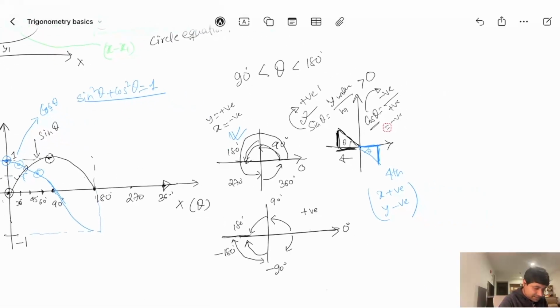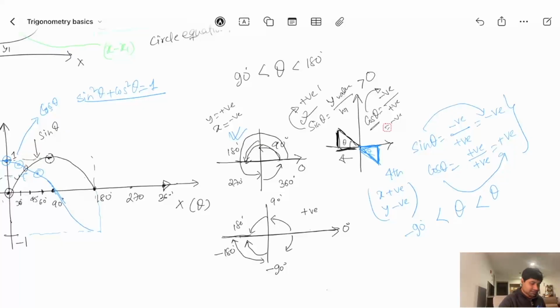And then what is impacted? Impacted is your sine theta, which is nothing but your height divided by hypotenuse. So height is negative, hypotenuse is still positive, so that's why sine is negative. What about cos? Cos is nothing but base divided by hypotenuse, and base is still positive and hypotenuse is still positive, so the overall outcome is positive. So in the fourth quadrant, sine is negative but cos is positive when the theta value is between -90 to 0.